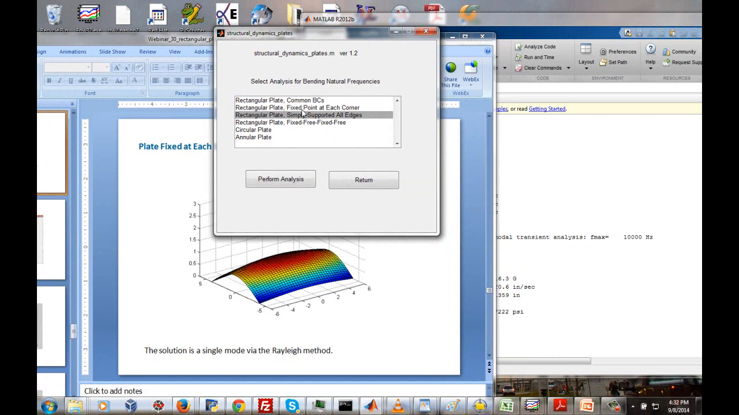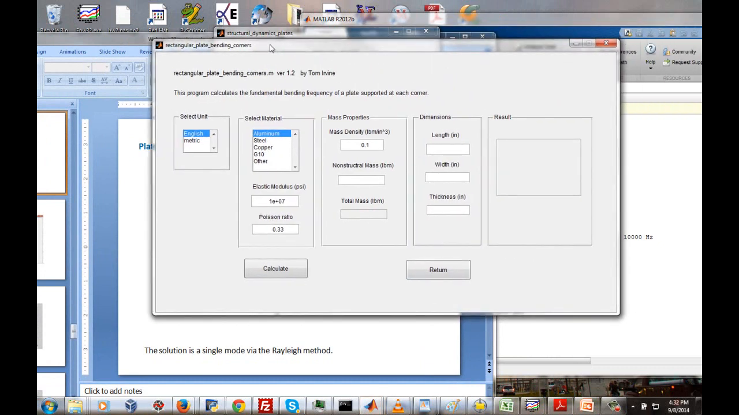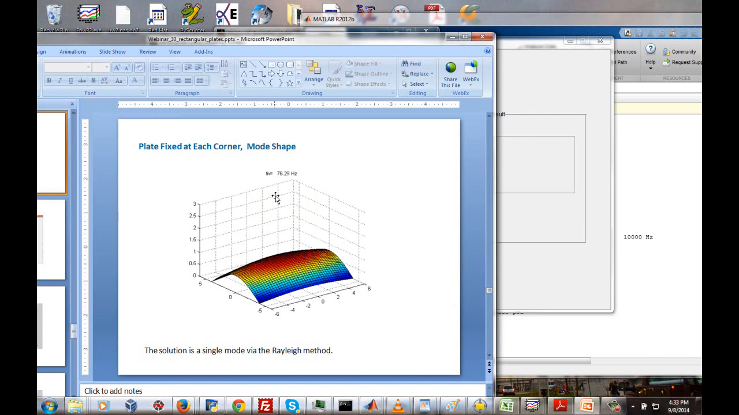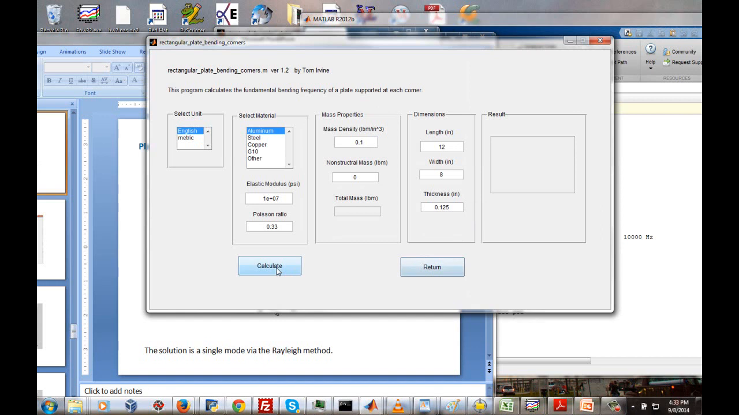So here we have a fixed point at each corner. And we'll skip over the half-power bandwidth damping method for this boundary condition case, but you can do that at your leisure if you like. So aluminum, and let's see, 12 by 8 by 1/8 of an inch thick. Just make sure I got that correct. Okay, so we're expecting a 76.29 hertz response.